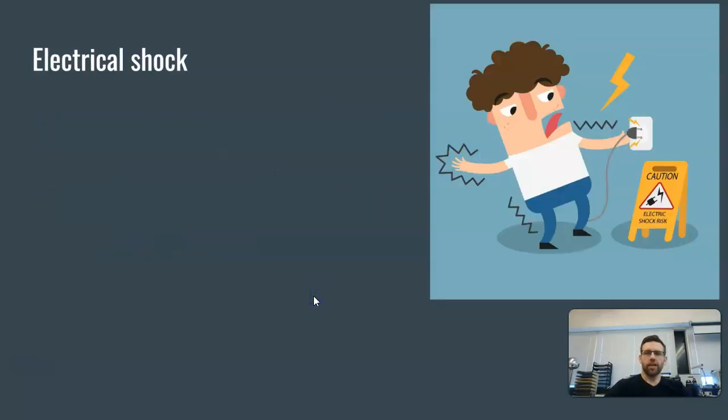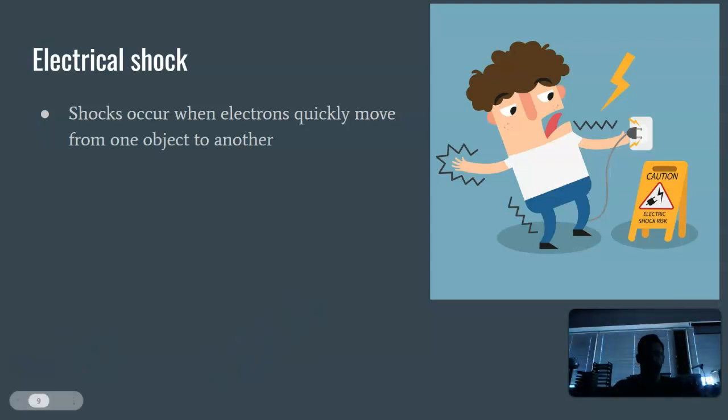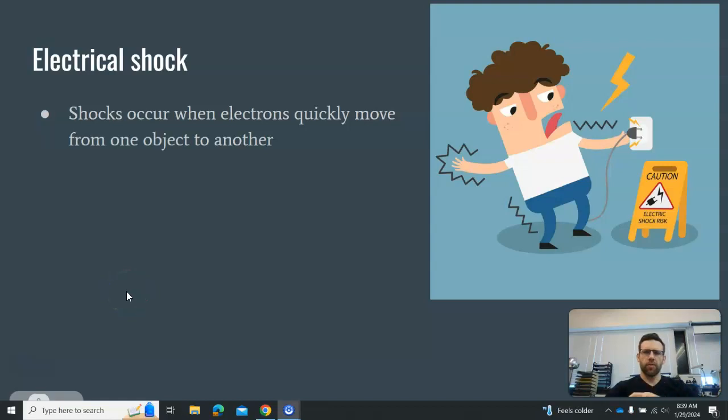Speaking of getting shocked, electrical shocks can be very dangerous. It depends on how much power there is and how much current is flowing. So we definitely don't want to touch an outlet. That's why you might have heard that from a very young age. Shocks can occur when electrons quickly move from one object to another. There could be a lot of electrons, there could be just a few electrons, and so we can see various amounts of shock depending on what happens.